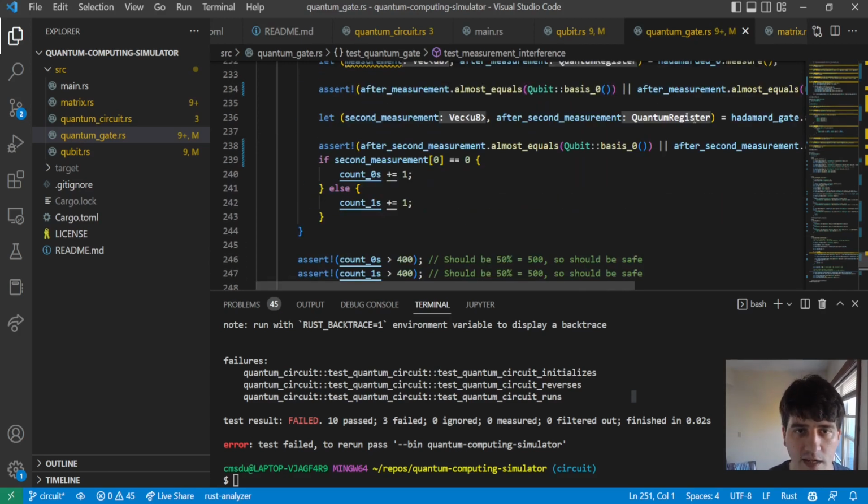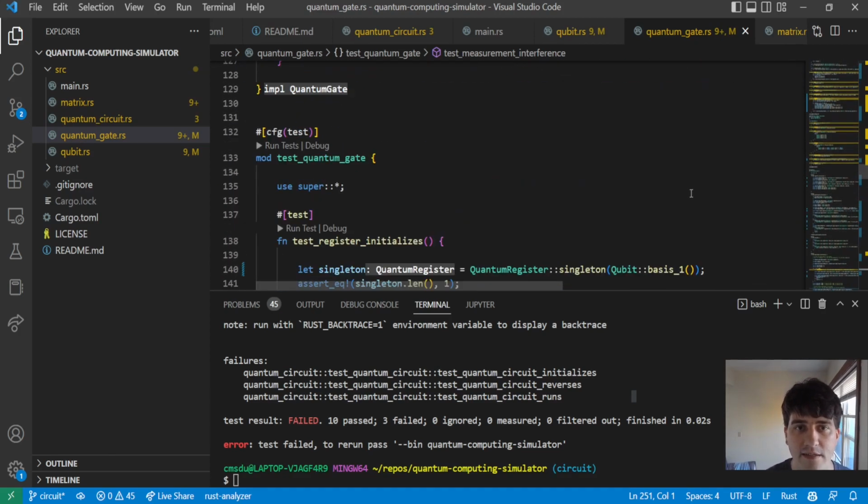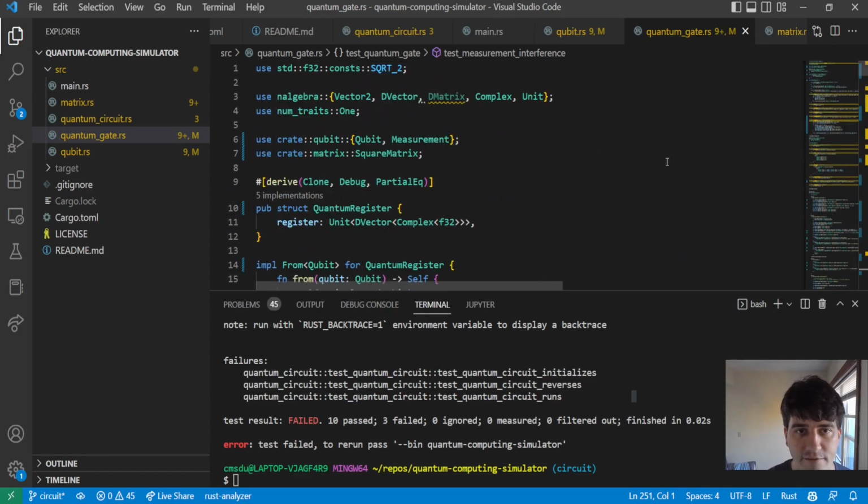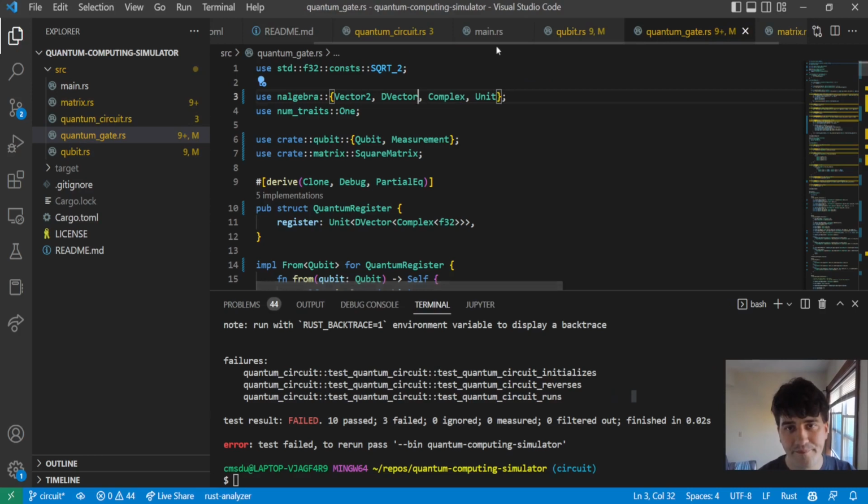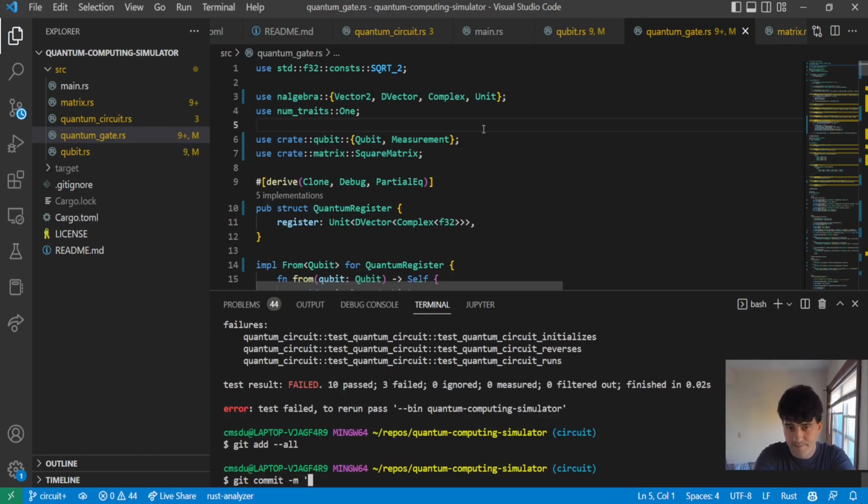Good to see that test working. That makes me feel pretty comfortable that I have correctly generalized some things. Okay, let's git commit that. Generalize quantum gate. Or I think I committed last time, so this is probably just implement measurement for quantum register.